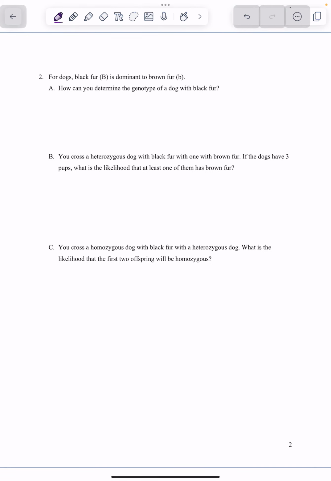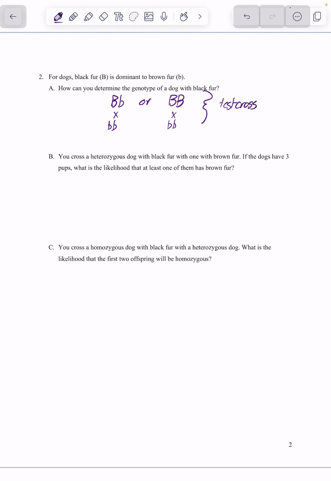All right. For dogs, black fur is dominant to brown fur. How can you determine the genotype of a dog with black fur? Well, if we have simple dominance, which is what this is saying, then we could be either this or this. So the way that we could determine the genotype is we can just cross with something that shows the recessive phenotype. This is called a test cross.